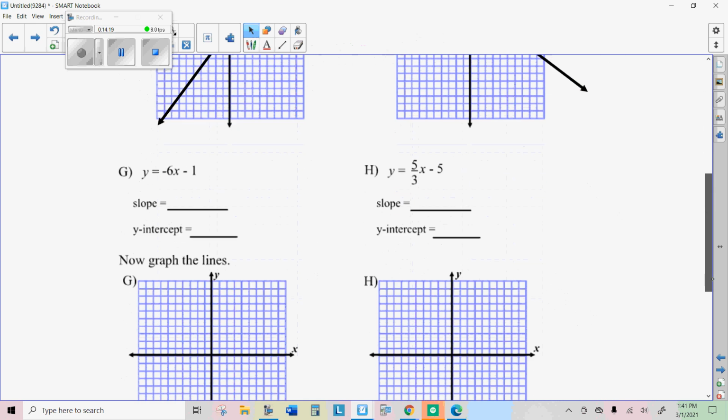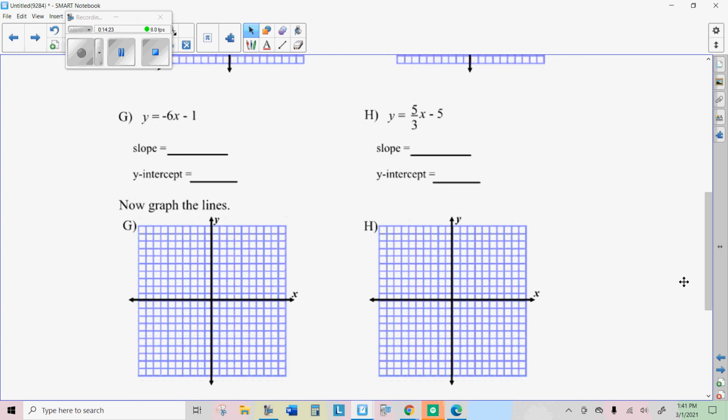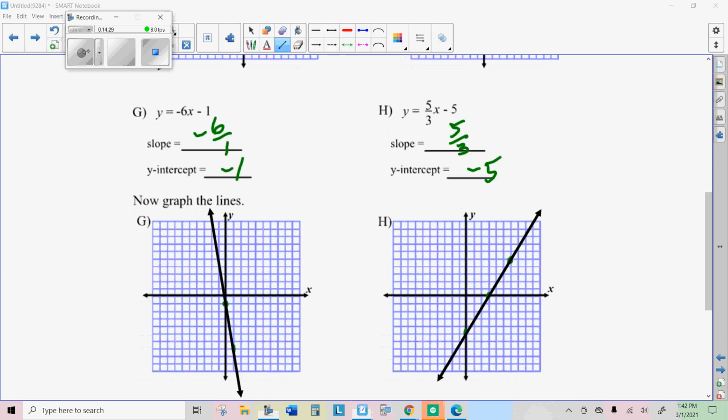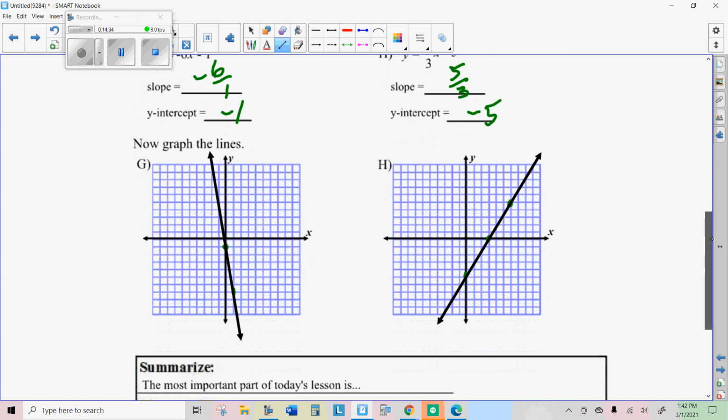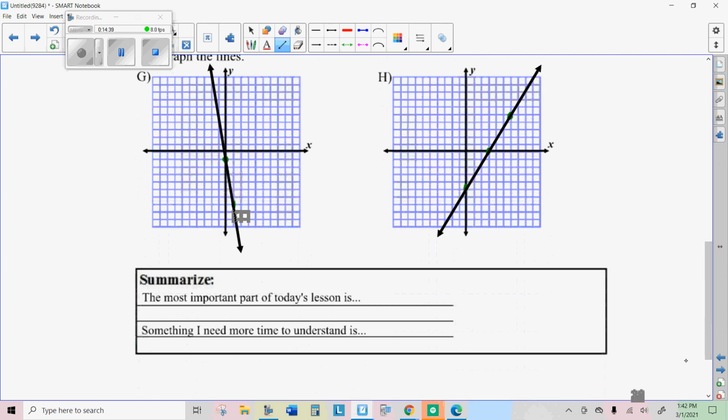All right. Why don't you try these 2, see if you get them right. Write down the slope, write down the y-intercept, and graph them. All right. If you did it right, you should get lines that look something like that. So go ahead and summarize what happened in today's lesson, and you should be ready to try some of those homework problems. If you have any questions, message me. Good luck.